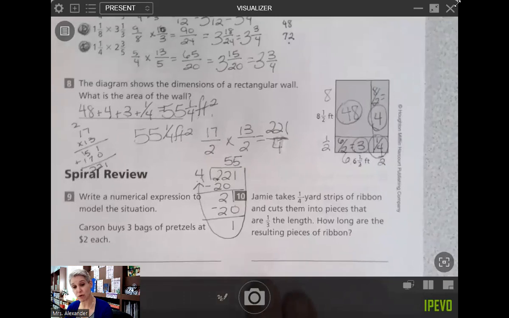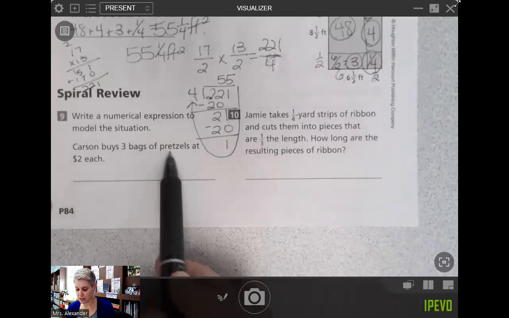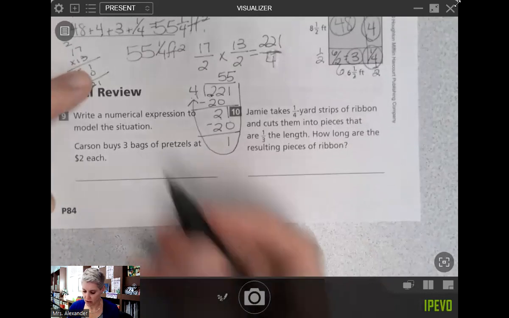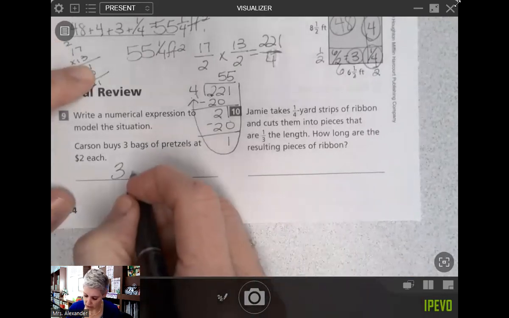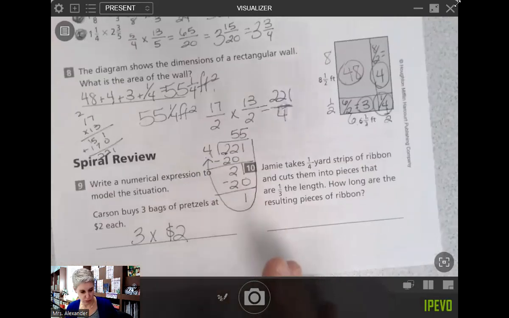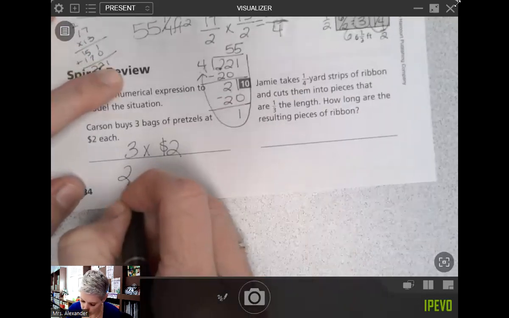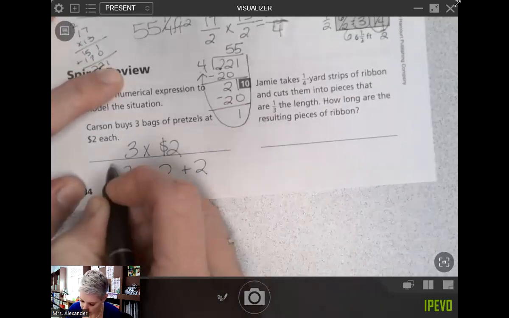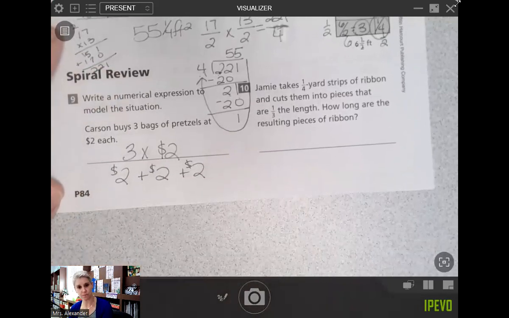All right. Spiral review. Numerical expression. Carson buys 3 bags of pretzels at $2 each. 3 bags at $2. Could we say, there's an expression. Could we say 3 times 2 or 3 times $2? Yeah. 3 bags of pretzels at $2 each. 1 bag, 2 bags, 3 bags. Could I also have done that as my expression? For sure. Either one of those.